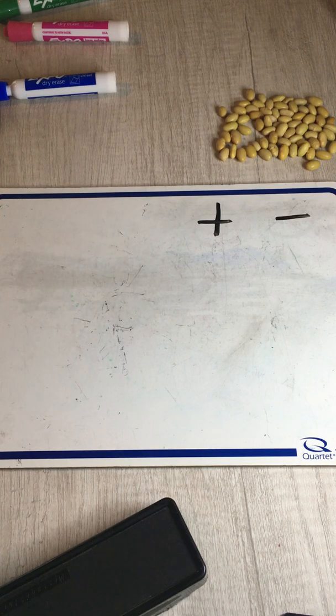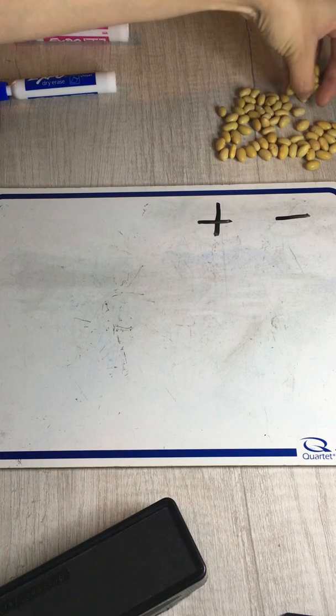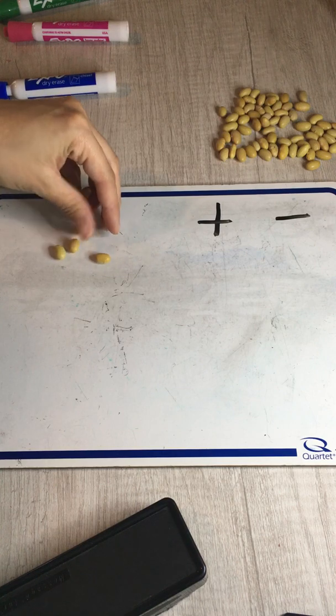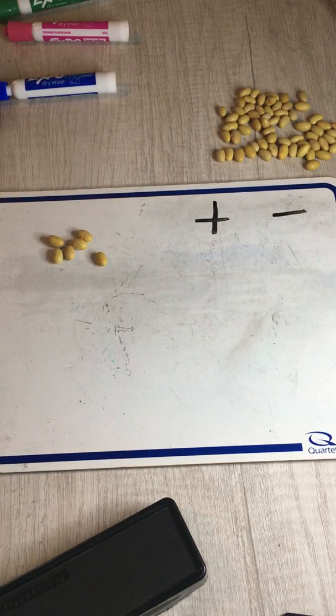So now let's see. Who else am I going to pick for characters? How about Yarlene? Yarlene had 6 beans. So go ahead and get 6 of your beans. So have 6 beans in front of you. Okay, so Yarlene had 6 beans.